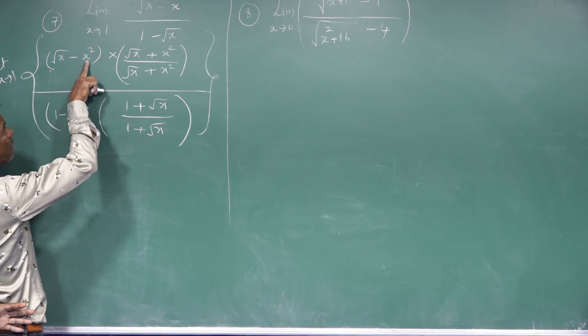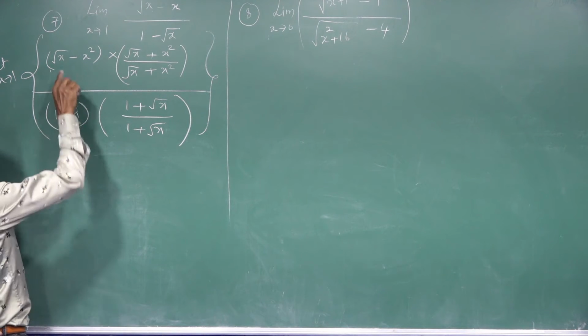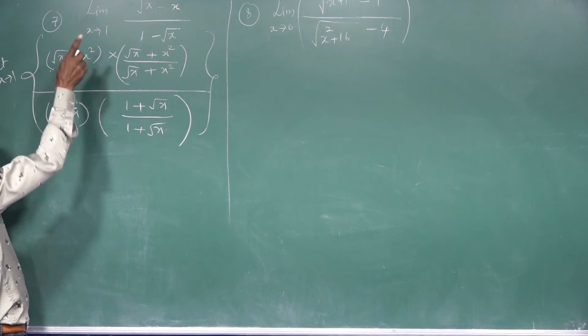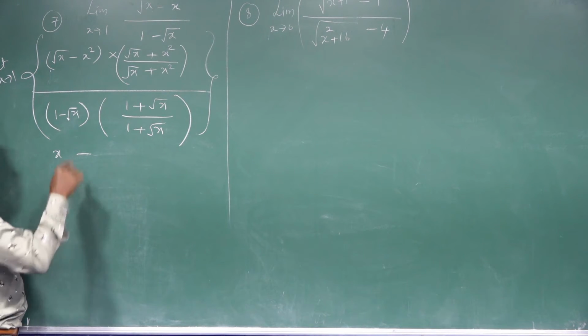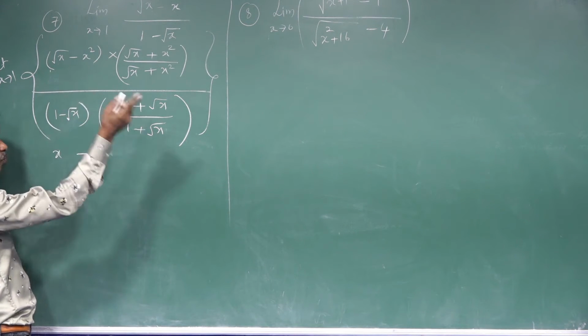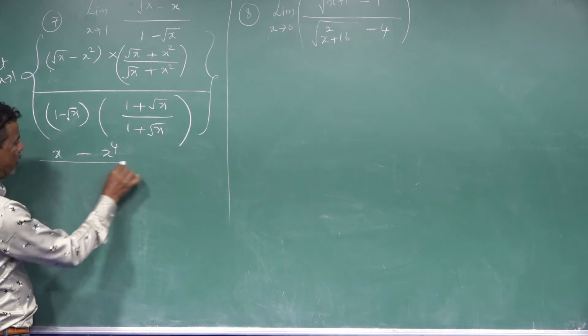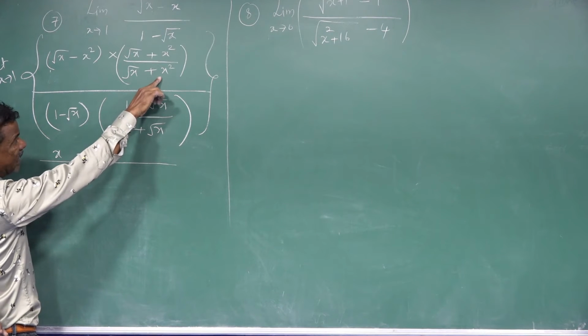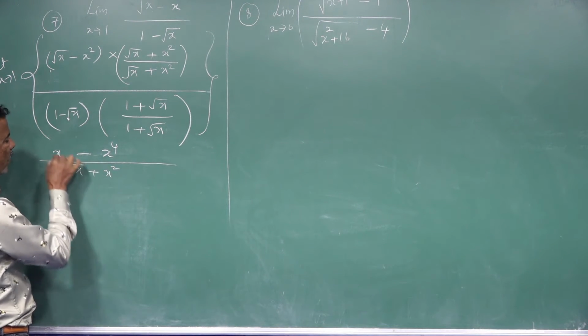So now a minus b into a plus b is a square minus b square. What is a square coming? Root x square is x, minus b square, b square meaning x square squared, so x to the power of 4 is coming. Division, this value as it is, no change, root of x plus x square as it is.